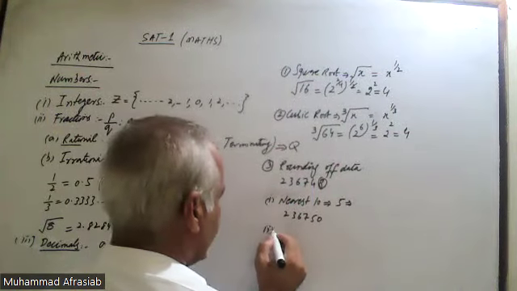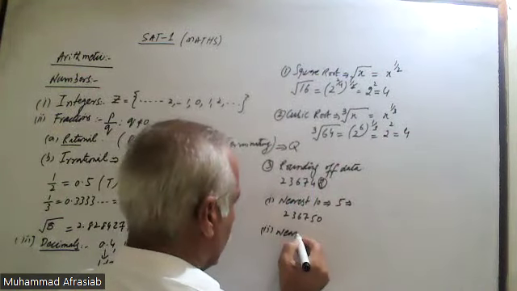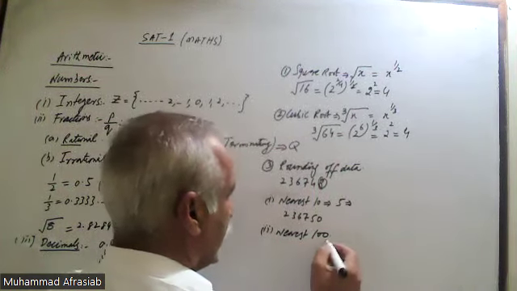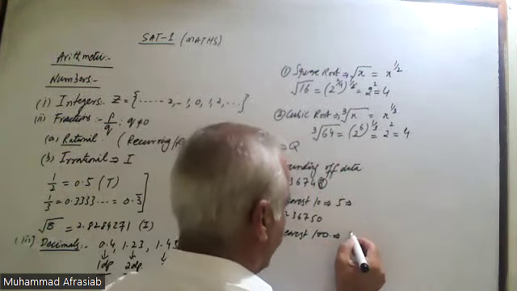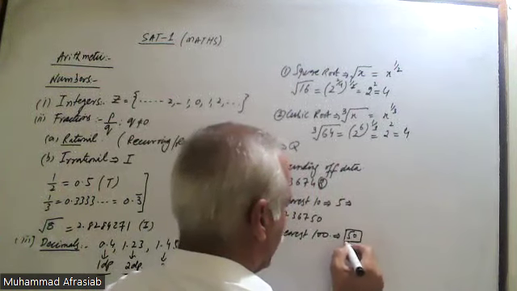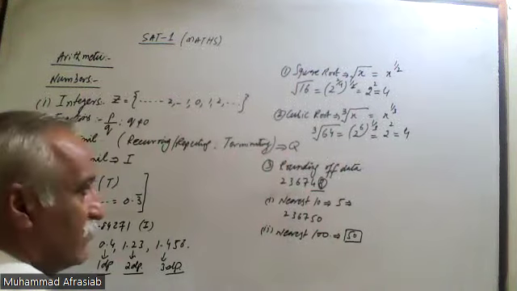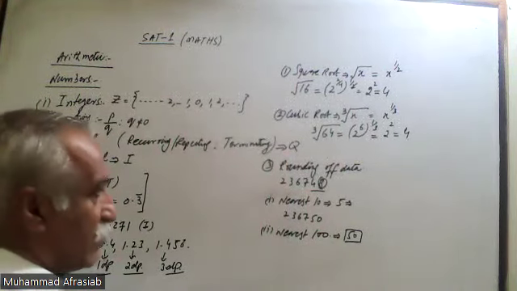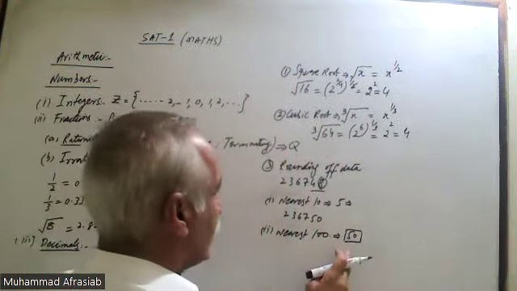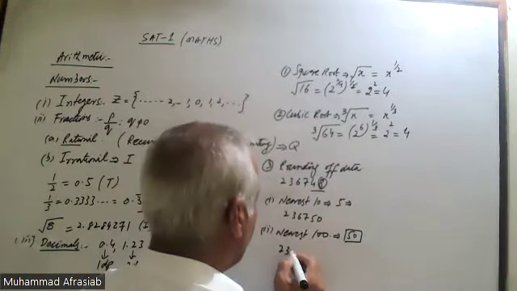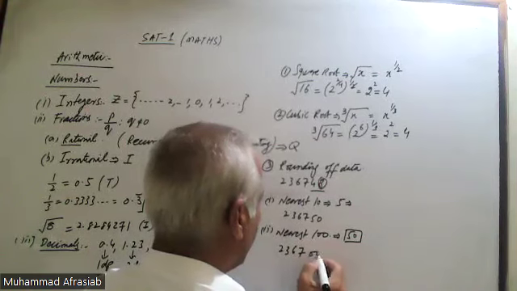If it is nearest 100, then we know that half of 100 is 50. So you check the last two digits, which are 48. Now, 48 is less than 50, so you simply ignore it, and this number will be written as 236,700.